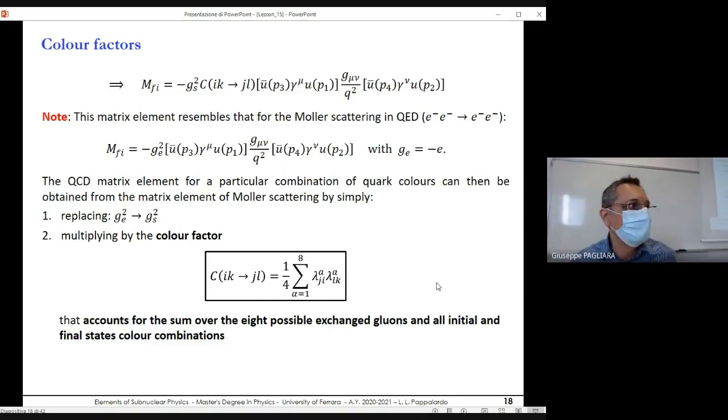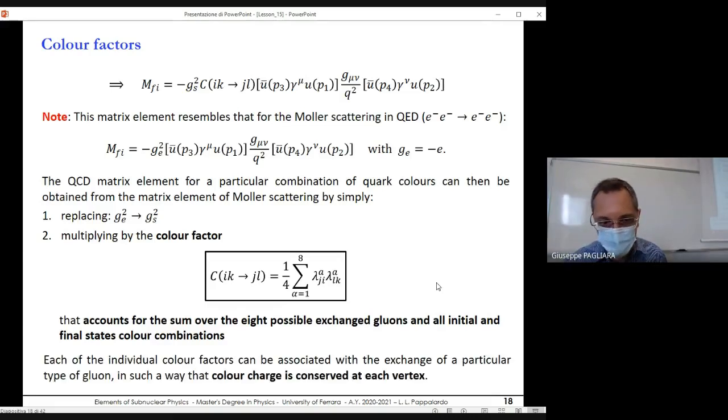Okay, so we introduce these color factors that account for the possible combinations of color exchange between the quarks participating in the process. So let's now understand better what it is and how to calculate it. Each of the individual color factors can be associated with the exchange of a particular type of gluon, as we will see, in such a way that the color charge is conserved at vertices.